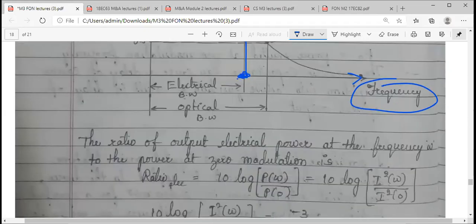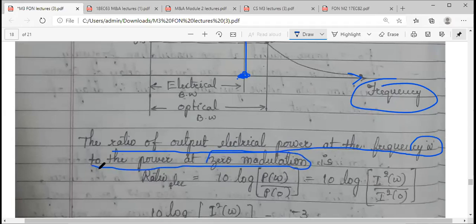Can I get the expression for how we can find this? Consider the ratio of the output electrical power at a frequency W, the modulated frequency, to the power at zero modulation. What do you mean by zero modulation? You are not changing anything; the applied value is as it is. The ratio for electrical terms is given by 10 log of the electrical power at frequency W, P of W, divided by the power at zero modulation, P of 0.